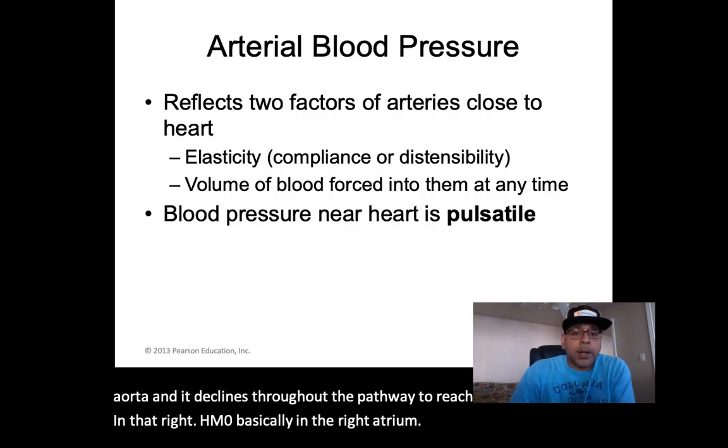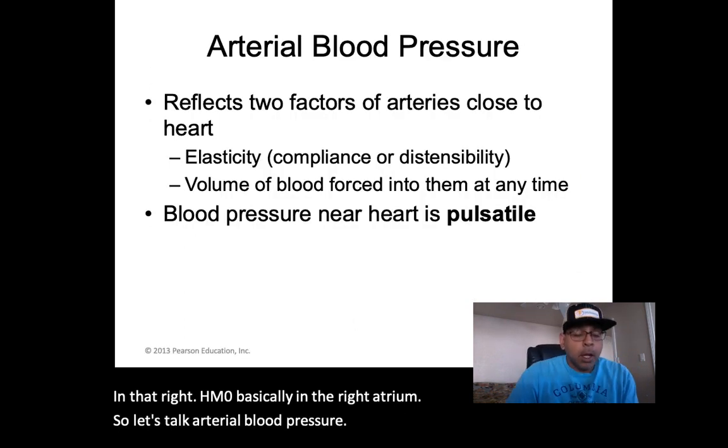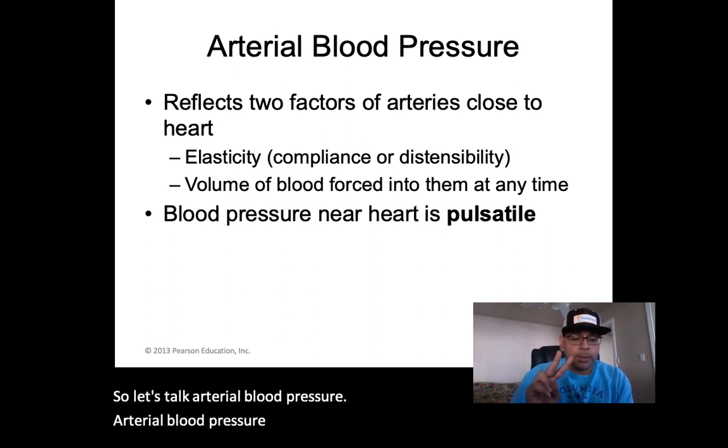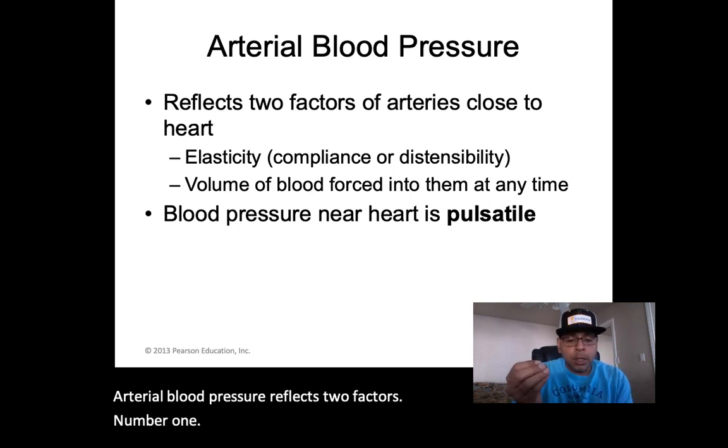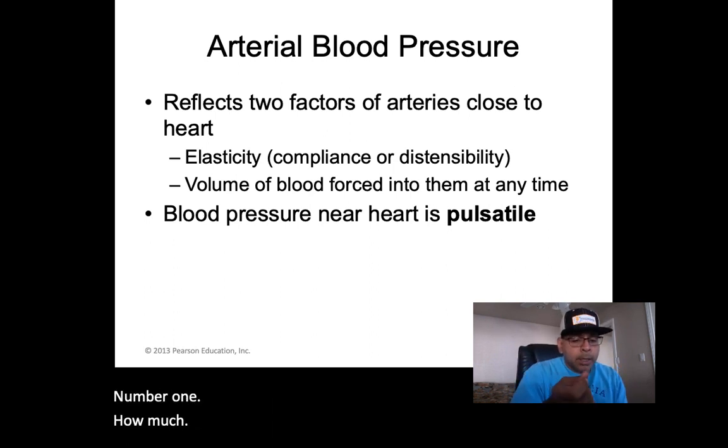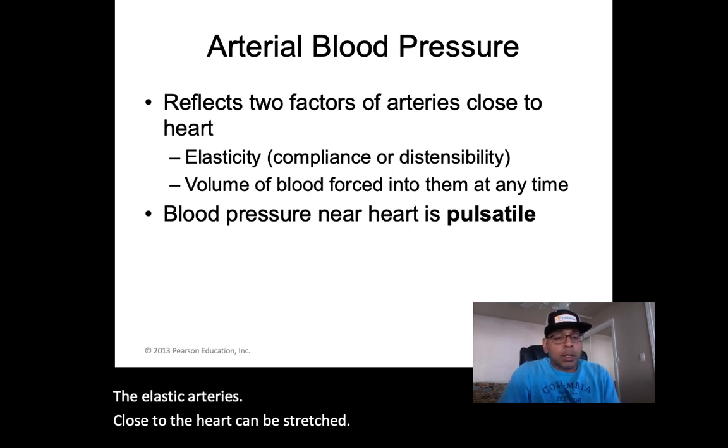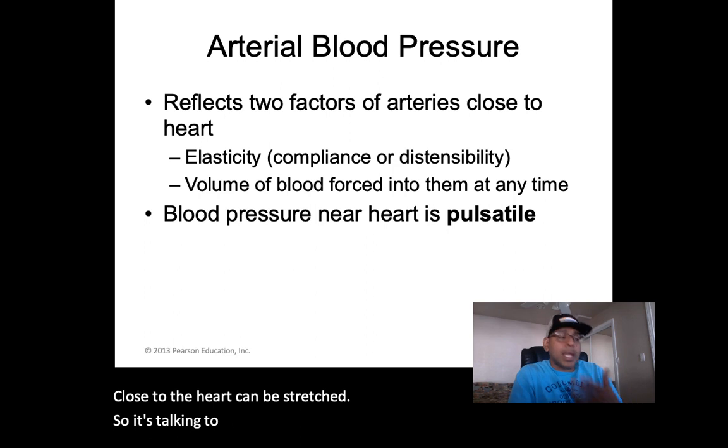So let's talk arterial blood pressure. Arterial blood pressure reflects two factors. Number one, how much the elastic arteries close to the heart can be stretched. So it's talking to us about their compliance or their distensibility.